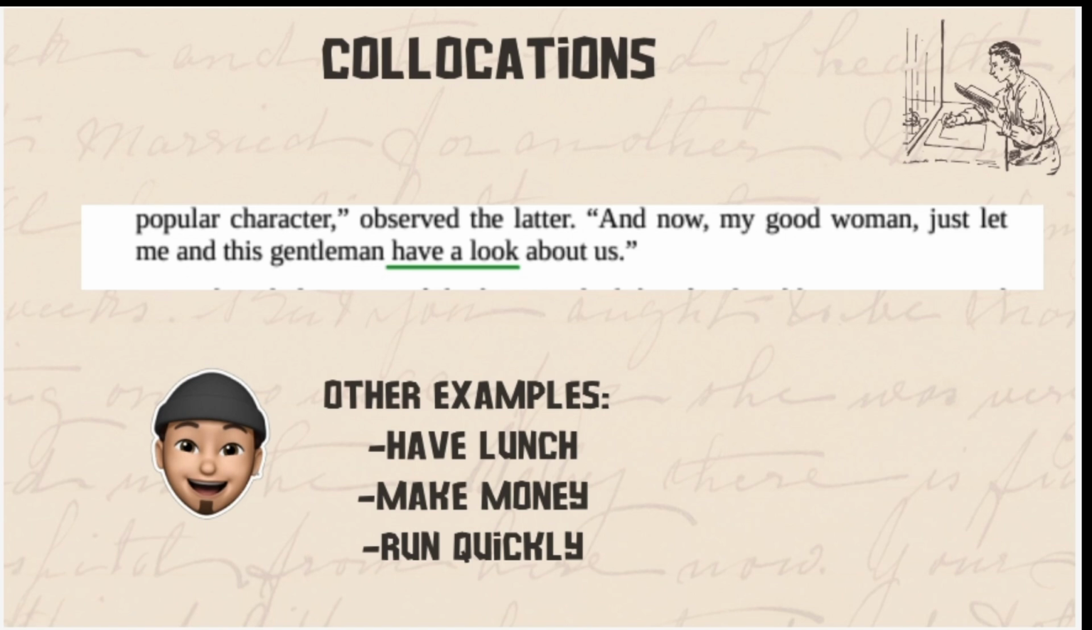And other examples that we could find are have lunch, which is formed by the verb have plus the noun lunch, make money, which is formed by the verb make and the noun money, and run quickly, which is formed by the verb run and the adverb quickly.